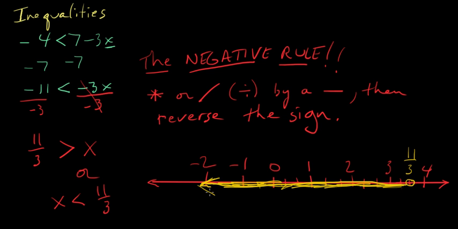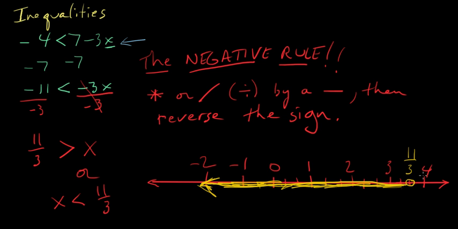What that means is every single number, and there are an infinite number of numbers, of course, every single number below 11 thirds is going to solve this. Anything over 11 thirds won't be a solution to this original inequality up here.